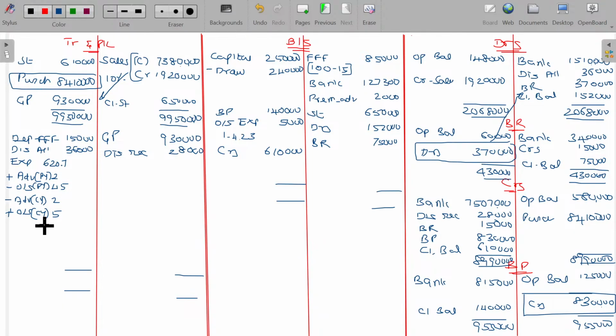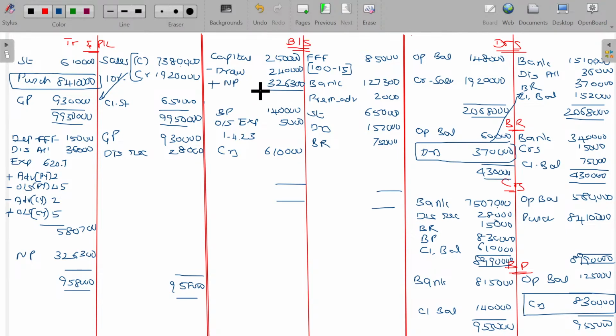Now, in P&L account, find out the expenses. 620.7 plus 2 minus 4.45 plus minus 2 and plus 5. Doing all the adjustments gives us 5 lakhs 80,700. Finish up totalling this, 9 lakhs 58,000. Your net profit in this case being 3 lakhs 26,300. It should be added to the capital, net profit 3 lakhs 26,300.